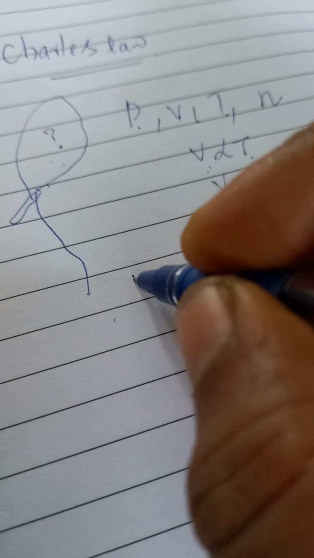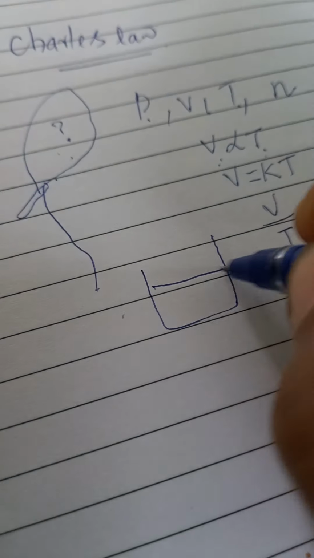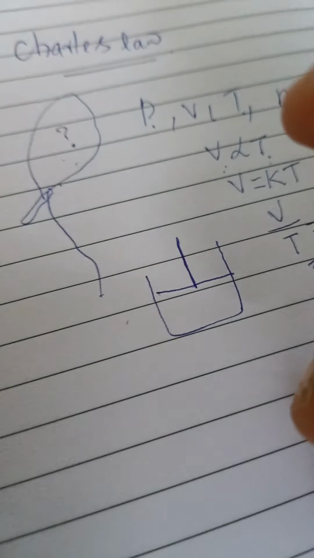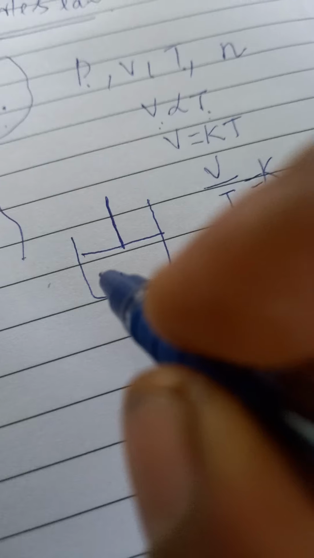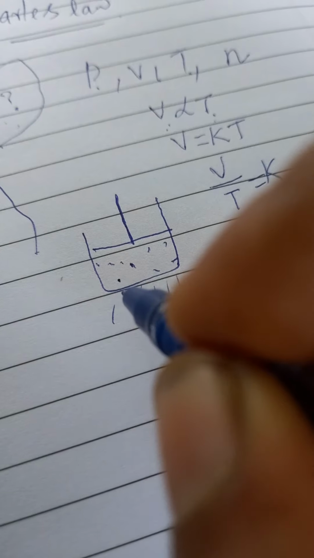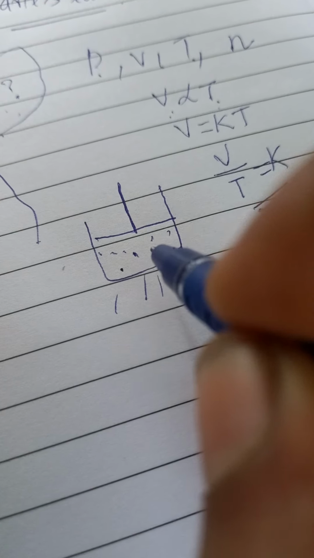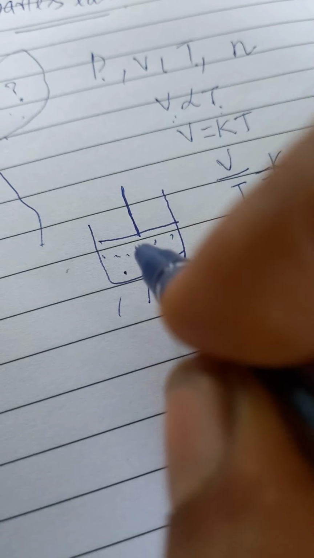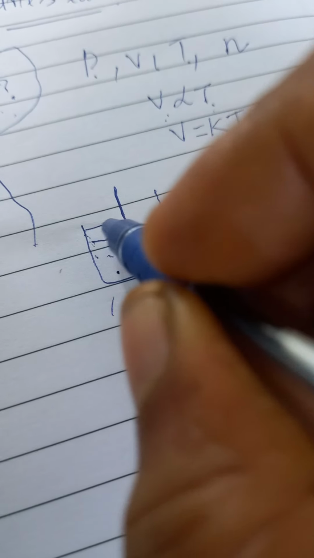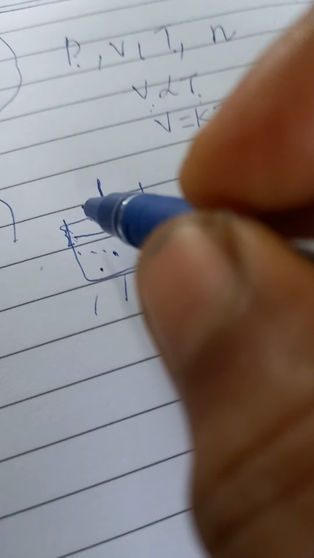Similarly, take a vessel containing gas molecules with a piston, which is fixed and not moved. Gas molecules are present here. Now the piston gets heated. What happens? The gas molecules move very fast inside the cylinder and push the piston up. So the volume increases. Now the piston moves from here to here. So temperature increases, volume also increases.